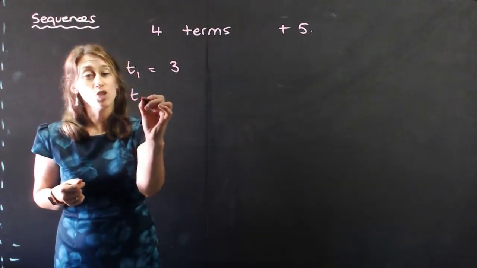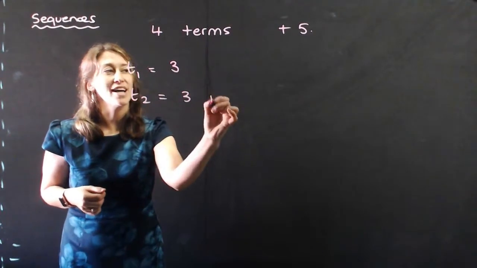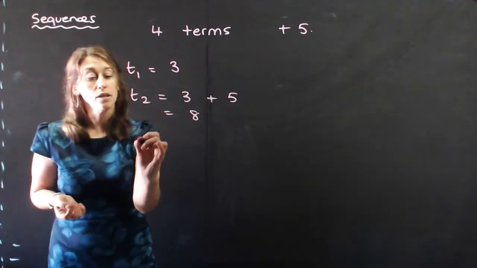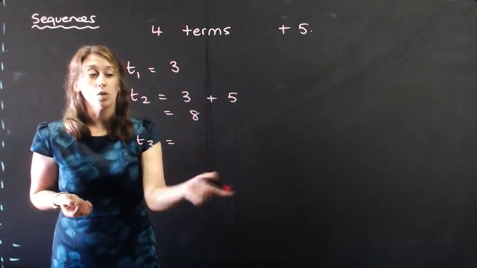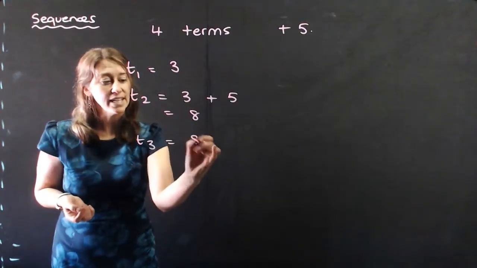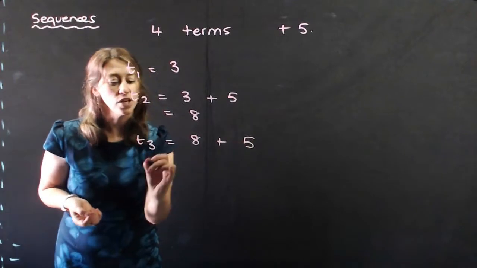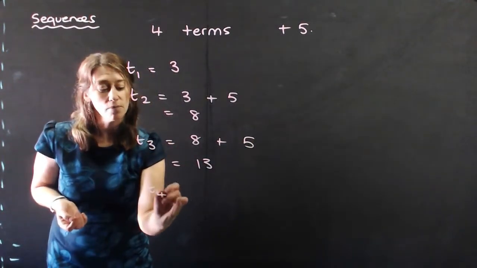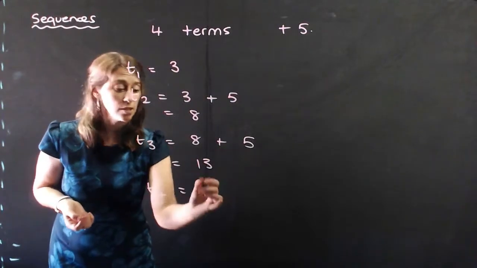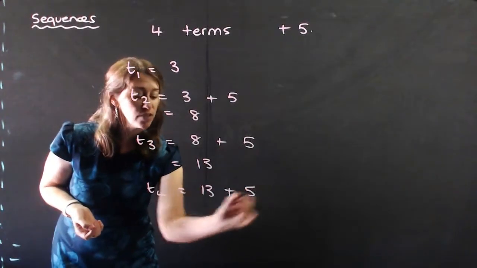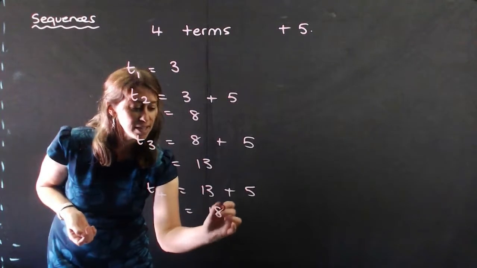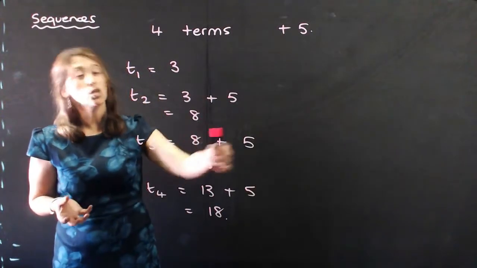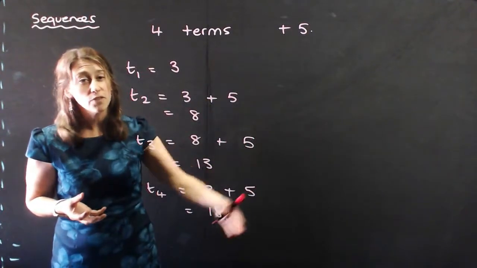So term 2 will be found by adding 5. So term 2 becomes 8. Term 3, well, we take the previous term, 8, and then we add 5. So that third term becomes 13. And term 4, we take the previous term, 13, and we add 5, which gives us 18. This is a recurrence sequence because it's dependent on the term before to then find the next term.